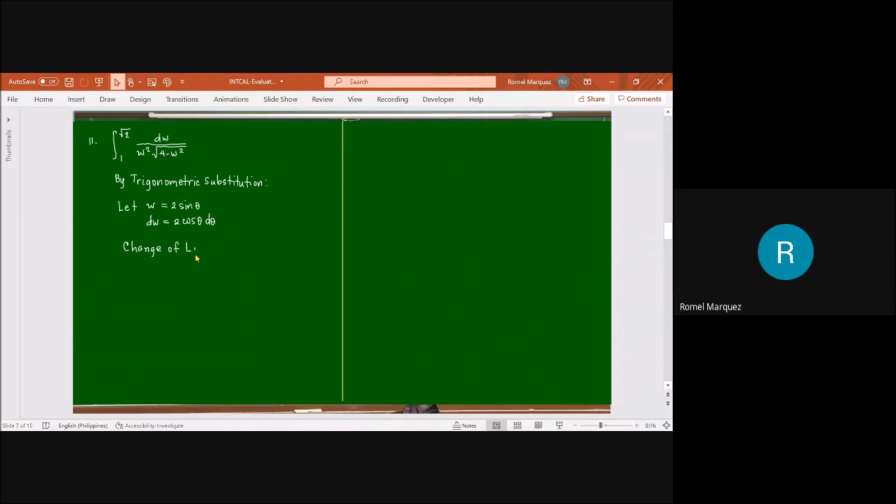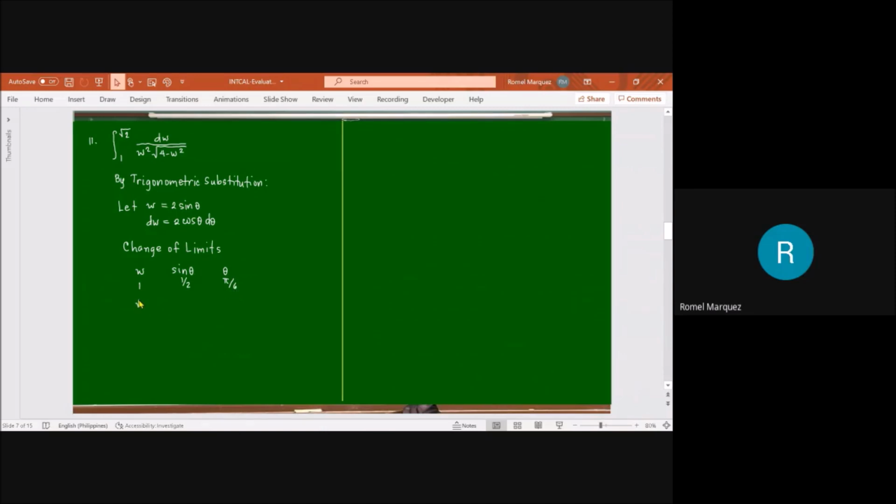Change of limits. When you change the limits, we now have from original w to the variable theta. So let's have for sine theta. And then what is theta, no? If you have, let's say 1. So 1, may w. What is sine theta? 1/2. What is at that angle in the first quadrant? Because this is positive. So we agree that we deal with first quadrant and fourth quadrant only for the angle theta. So if sine theta is 1/2, what is theta? 30 degrees. So that is pi over 6.